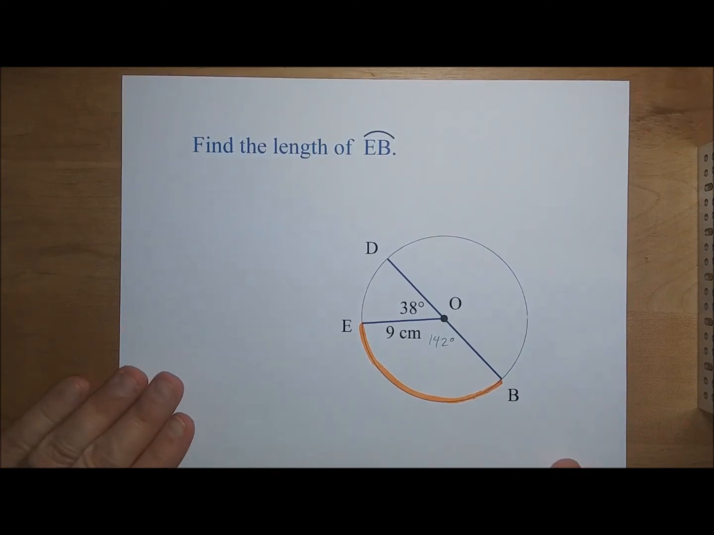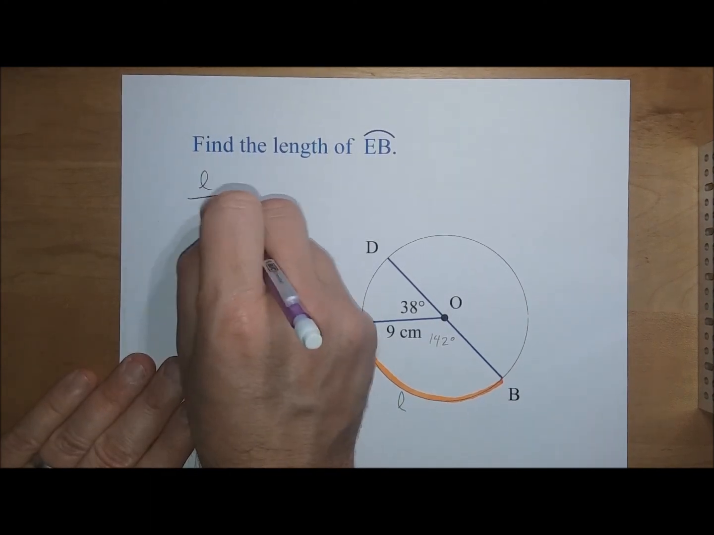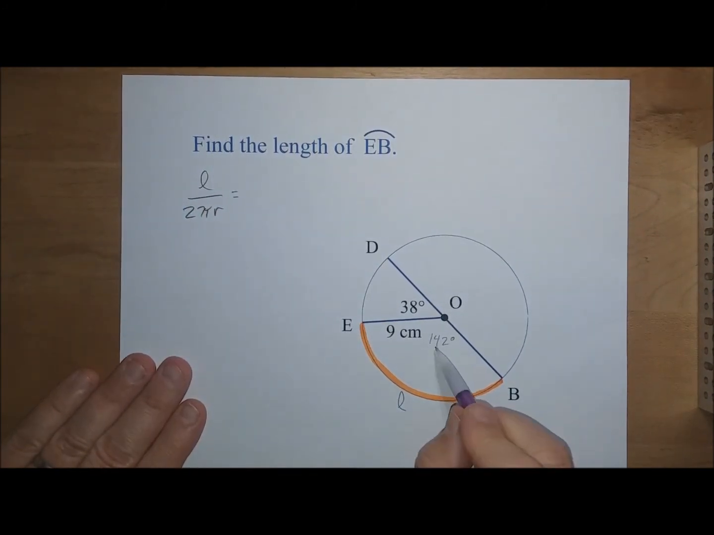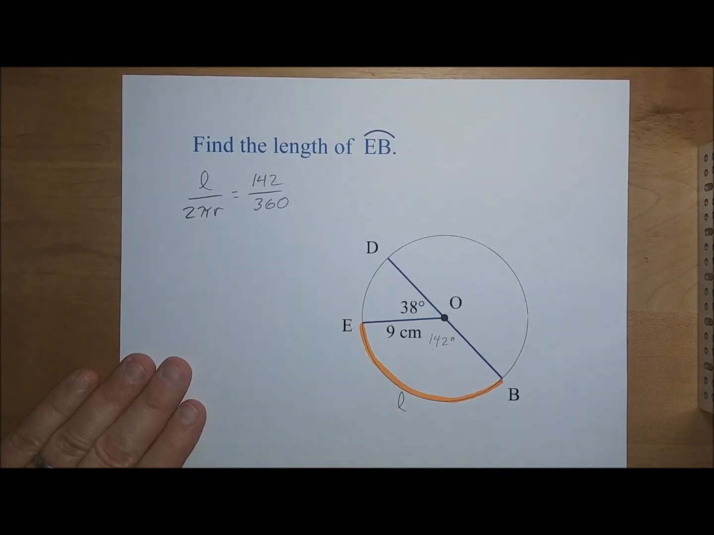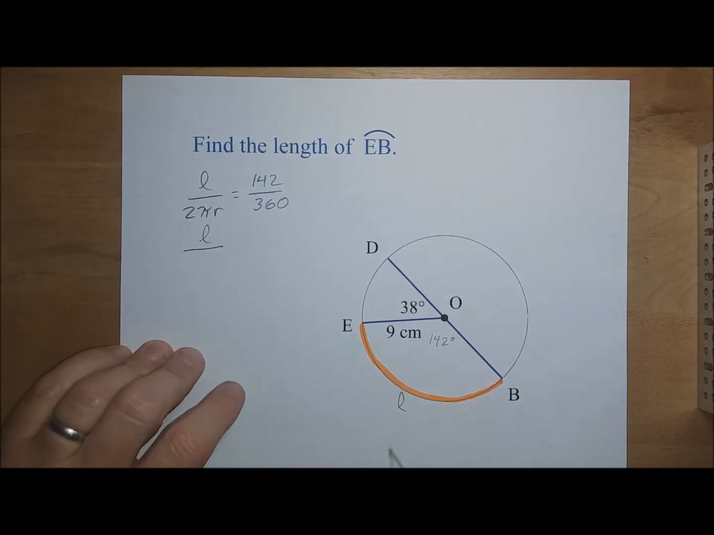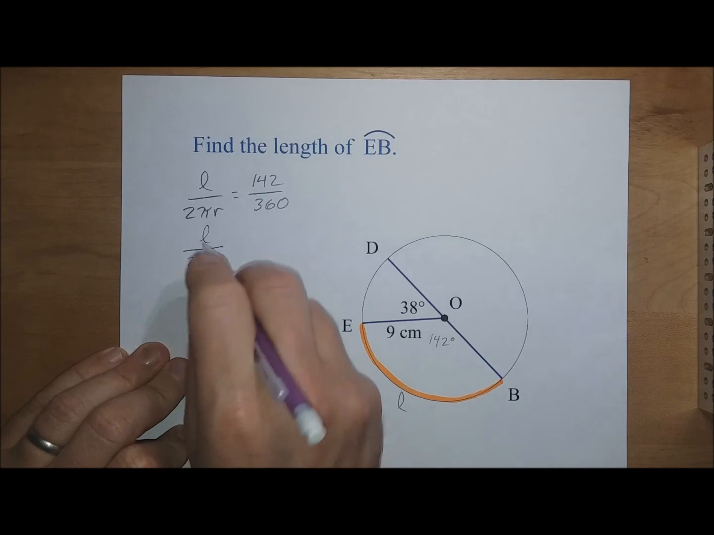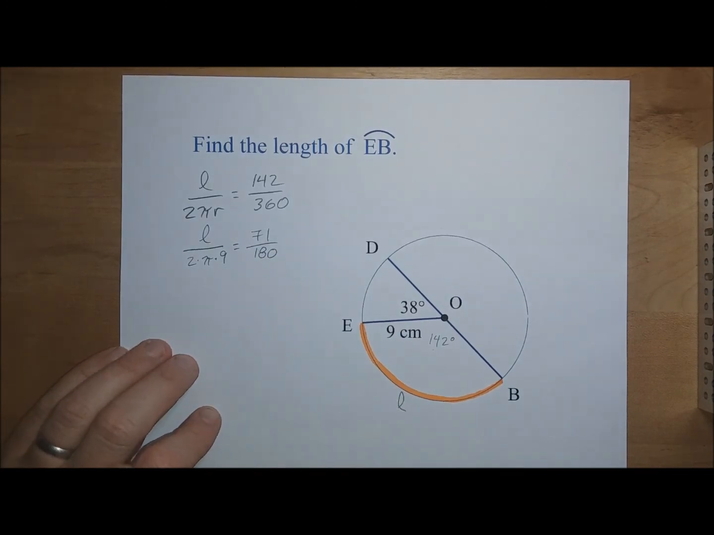Okay, now I can set up my proportion. If I call the length of arc EB L, then I know L over the circumference, 2 pi r, is going to equal 142 degrees over 360. Part to the whole equals part to the whole. Good. And if you want, you could reduce that by dividing both top and bottom by 2. While we're plugging this in, we'll simplify the right side as well. L over 2 times pi times my radius, 9 centimeters, is going to equal 71 over 180. And I just divided both top and bottom by 2.